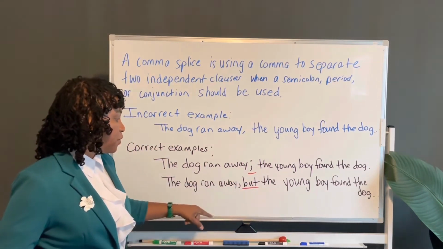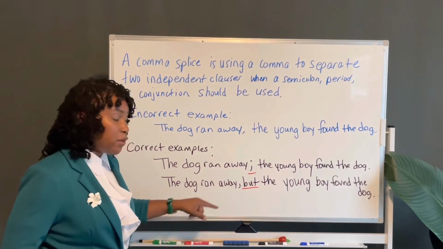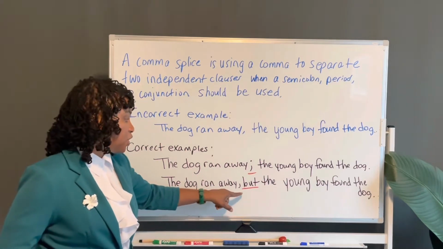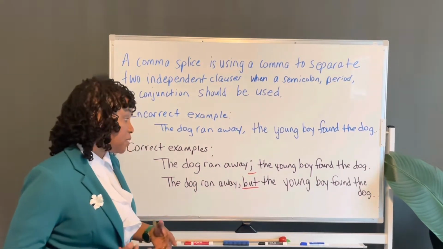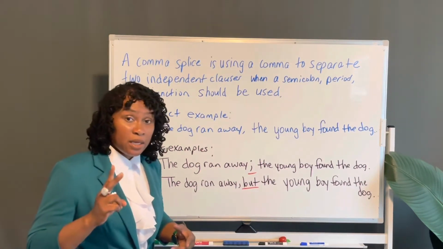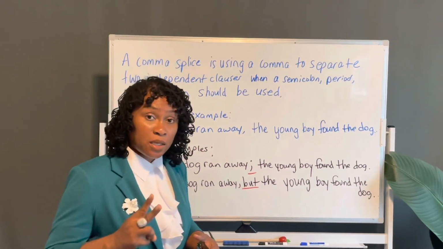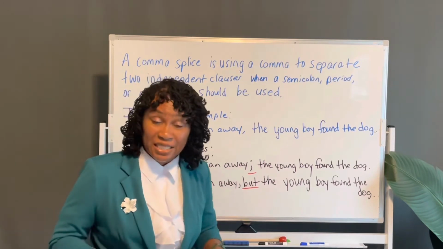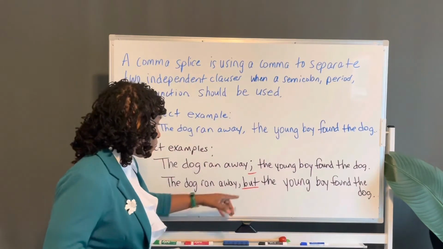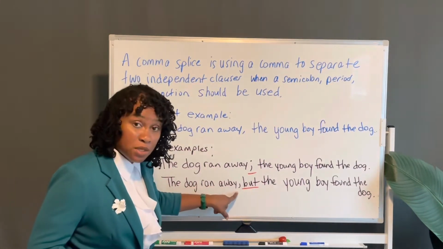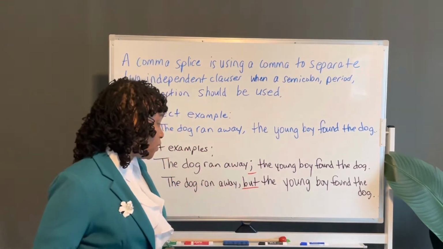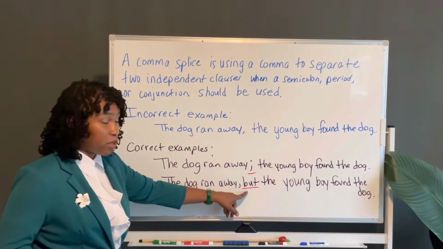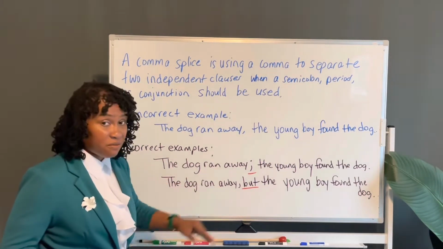So right here you have a conjunction. And when you use a comma and a conjunction, it's a compound sentence. A compound sentence is two complete sentences or two independent clauses separated by a comma and a conjunction. So you needed a conjunction there. If you want to use a comma, then you have to use a conjunction. But the young boy found the dog. That's the most appropriate conjunction to use for the meaning of this sentence.